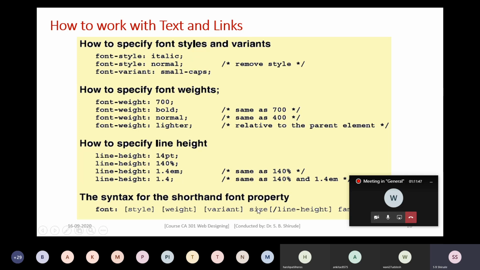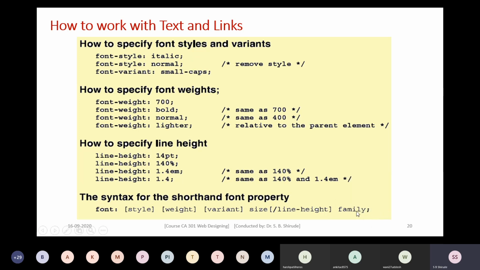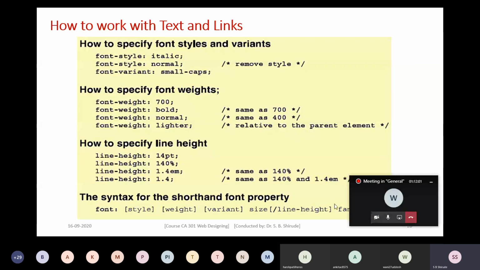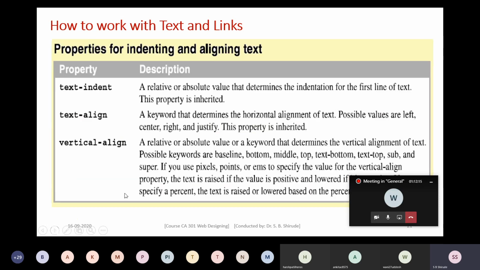And then fourth will be of size/line height. So you can specify size followed by line height. And then after that, you can have here the family. So last one is the family. Likewise here, all the properties combiningly, you can specify in one line by using the property font. So this way you can code the text by using the CSS.